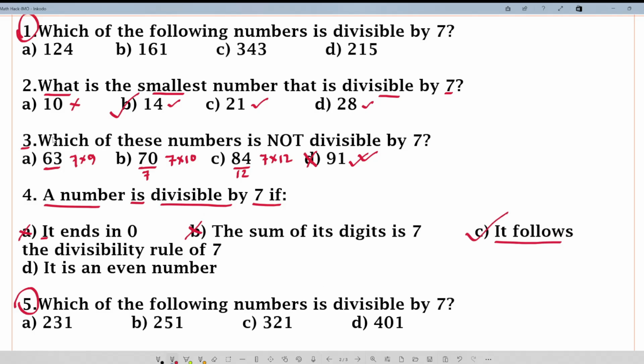And number 1 and number 5, once we try to solve, we will discuss the divisibility rule of 7. And finally option D also we cannot take because here it is an even number. It also doesn't matter. Look, 70 and 63. 70 is even and 63 is what? So even or not, it doesn't matter. So numbers 2, 3, 4 we have solved.